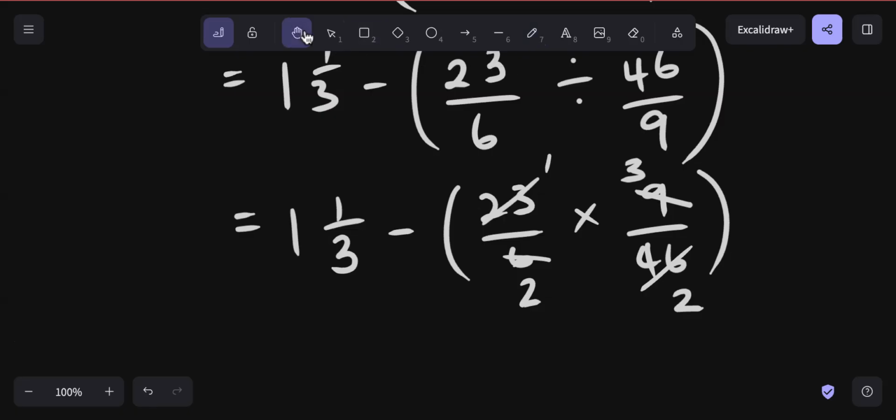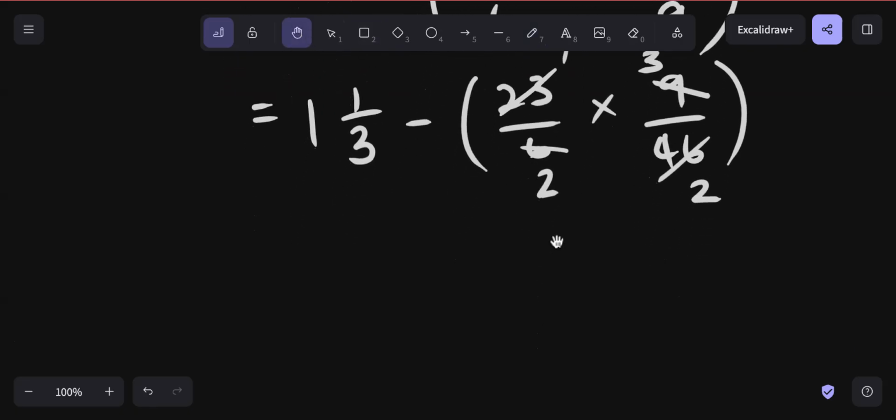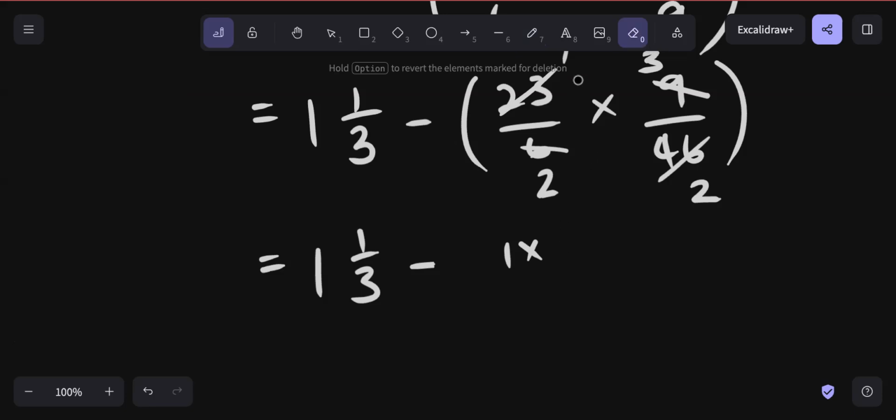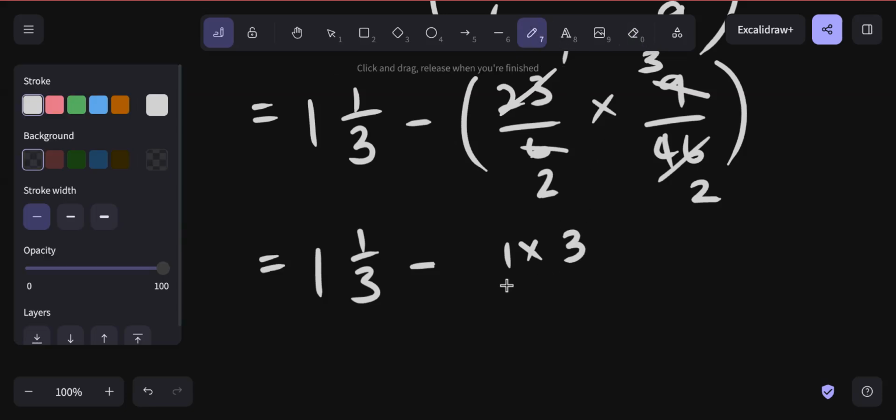All right, not bad. So what do we really have, right? We have, at this point, 1 1/3 minus, and we're multiplying across here. 1 times 3. Why is 3 giving me a hard time? Okay, I promise you I can write. Over 2 times 2.